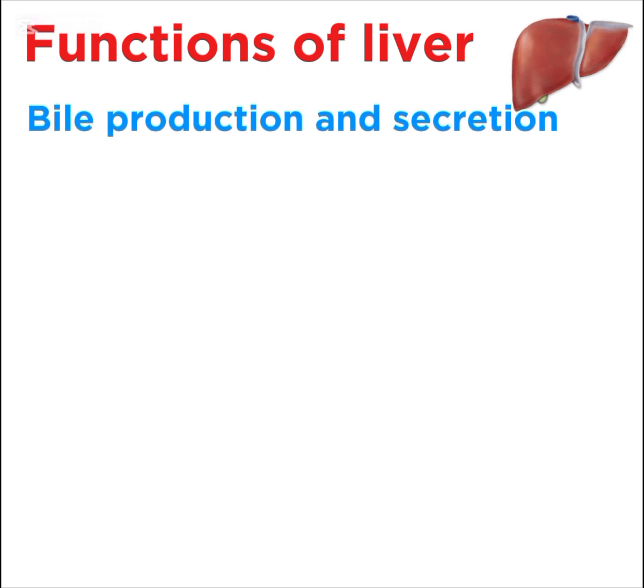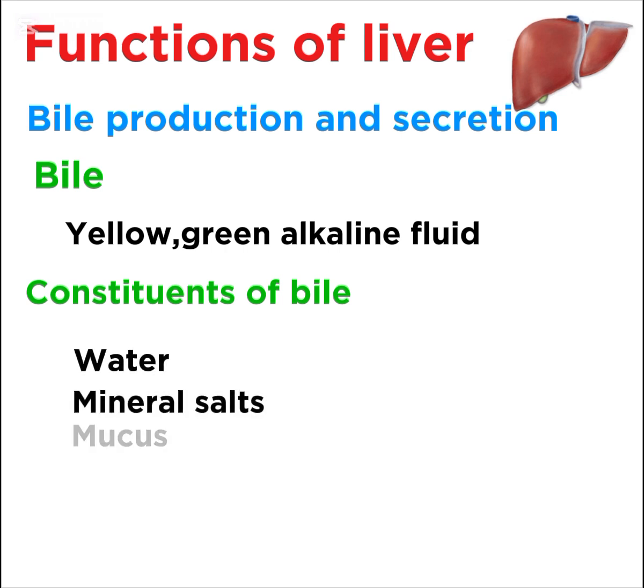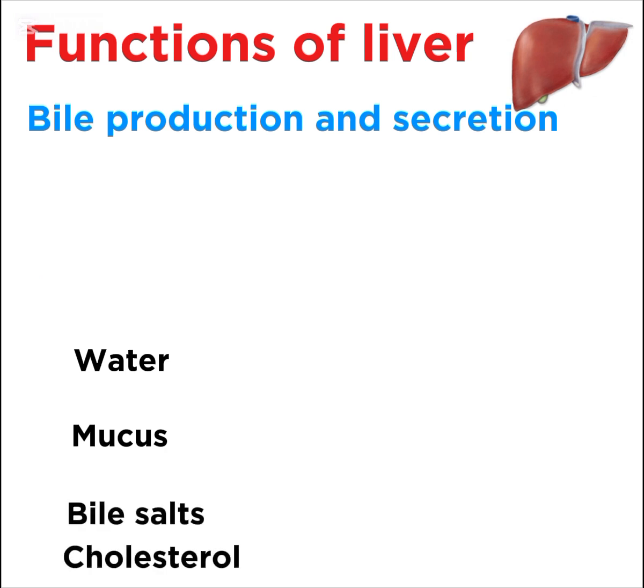One of the most important functions of the liver is the production of bile. It is a yellow-green alkaline fluid that is produced by the hepatocytes through mixed arterial and venous blood in the sinusoids. Between 500 and 1000 ml of bile is secreted by the liver each day. It consists of water, mineral salts, mucus, bile pigment such as bilirubin, bile salts, and cholesterol.